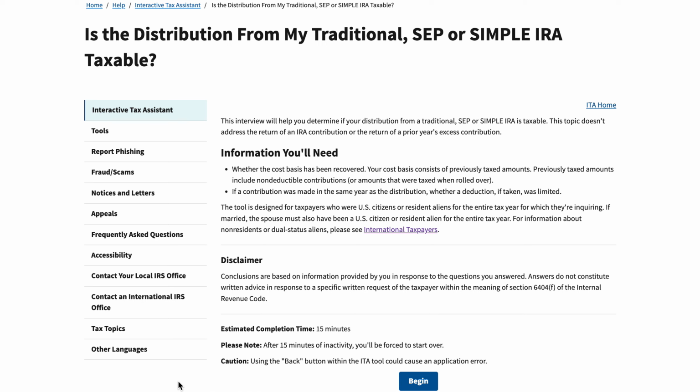Please be aware that this topic does not address the return of an IRA contribution or the return of a prior year's excess contribution. This is also not for non-residents or dual status aliens. For those taxpayers, you will need to go to the international taxpayers section, which is in a different part of the IRS website. So with all of that, let's begin.